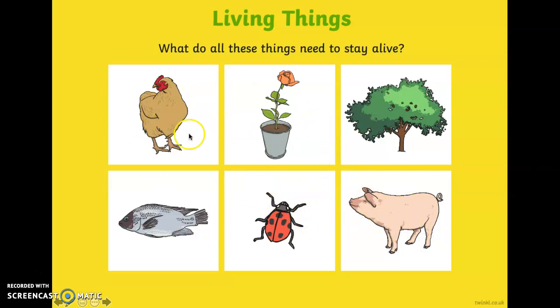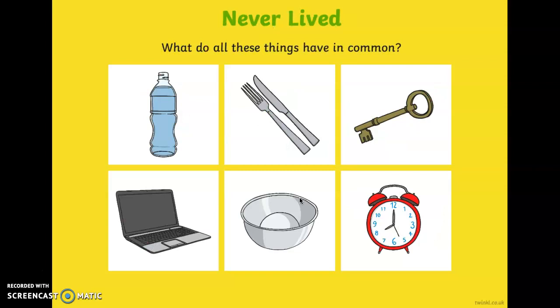So all living things grow. All living things need to eat or get nutrients, and all living things give off waste or excrete waste, whereas non-living things don't. So just take a minute and look at these pictures here. And what do they all have in common?